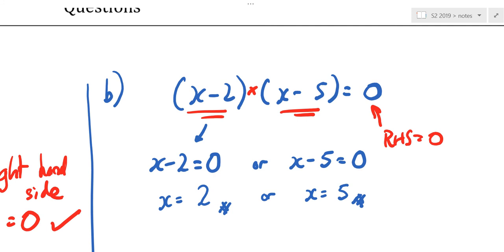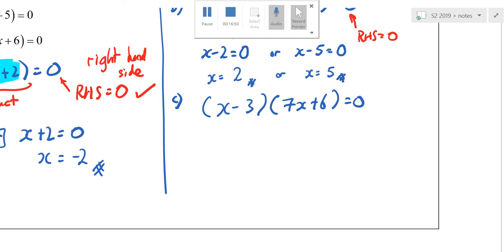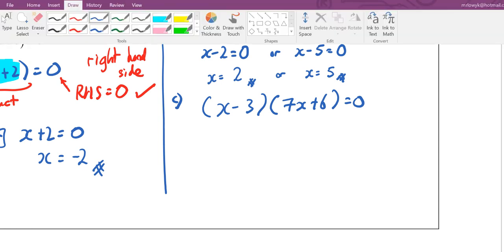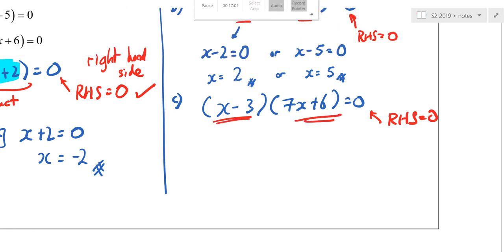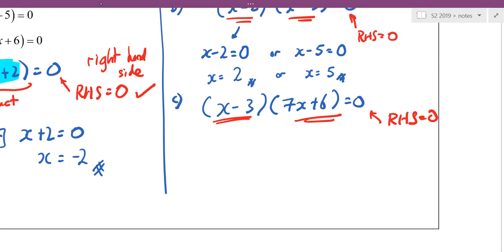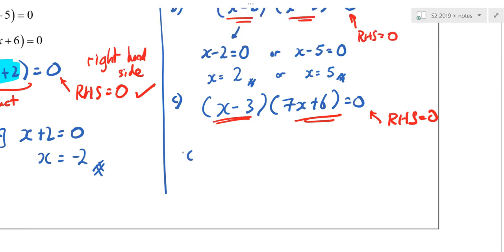Let me quickly scribble down the thing to take note. The thing to take note is this must be 0 first. Then I'm able to write down either one is 0 or the other is 0. Right? I'm able to write down either x minus 3 equals to 0 or 7x plus 6 equals to 0. So x is equals to 3. I want to find x, so I don't want the plus 6. I will minus 6 on both sides.